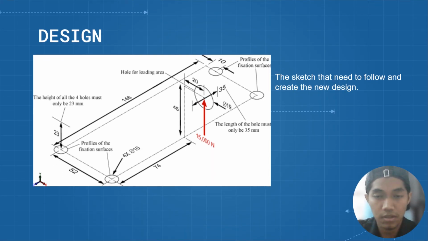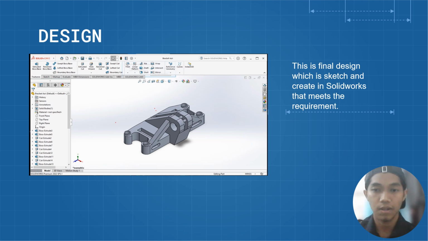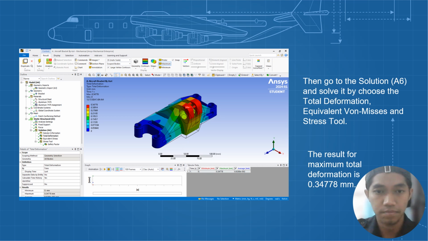So this is the rough sketch that I need to follow to create the new design. After several attempts, this is the final design, which is sketched by me and I created it in SolidWorks. For the analysis, the new bracket design that I made before is going to be solved by using Ansys. The material that I assigned is aluminum 7475. I chose this material because it is lighter than the original material, which is titanium alloy.